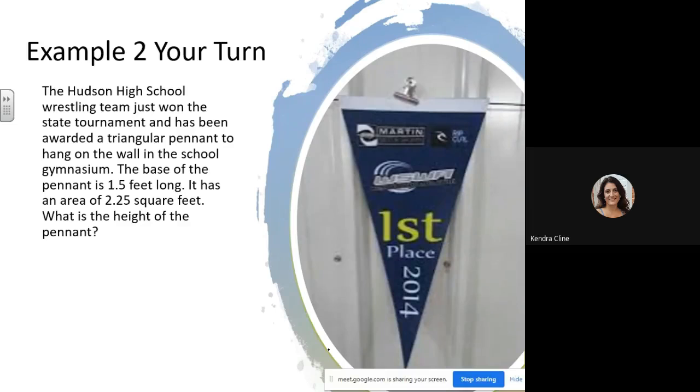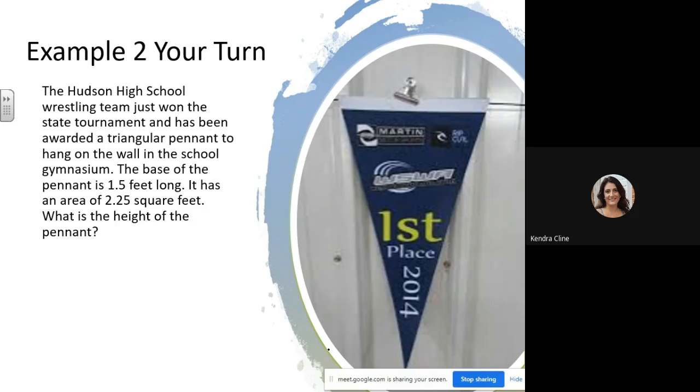It says the Hudson High School wrestling team just won the state tournament and has been awarded a triangular pennant to hang on the wall in the school gymnasium. There's a picture of what that might be, since some of y'all might not know what that is. There's a picture there to the right. The base of the pennant is 1.5 feet long. It has an area of 2.25 square feet. What is the height of the pennant?